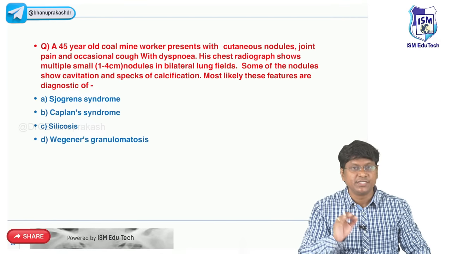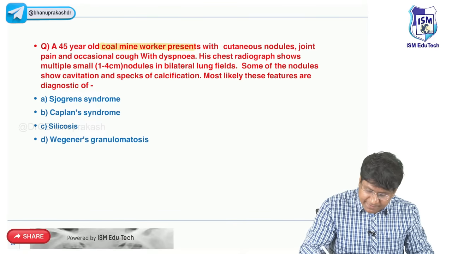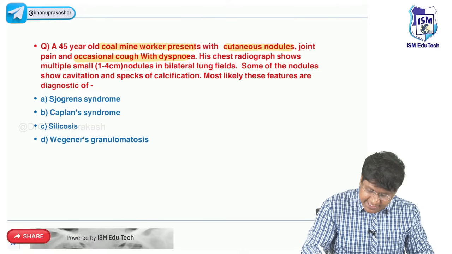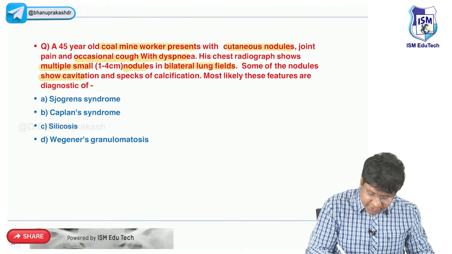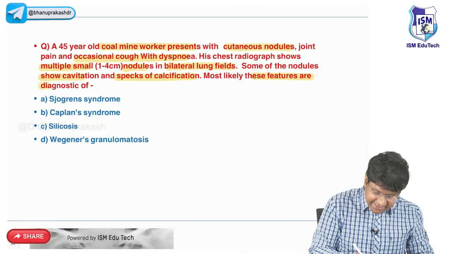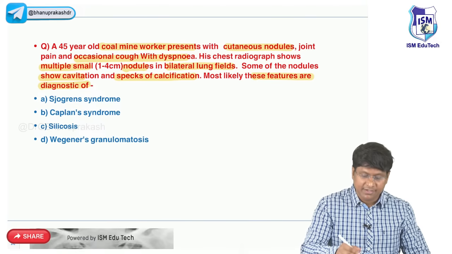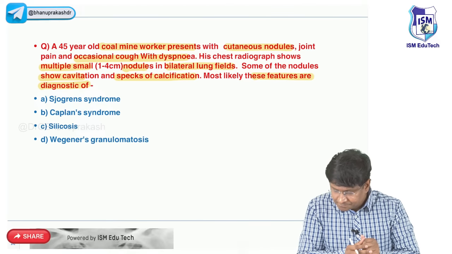That is, you see this question: a 45-year-old coal mine worker presents with cutaneous nodules, joint pain and occasional cough with dyspnea. Chest radiograph shows multiple small bilateral lung field nodules, right? Some of the nodules show cavitation and specks of calcification as well. Most likely, these features are diagnostic of, the options are Sjögren's, Kaplan's, silicosis and Wegener's granulomatosis. So what do you think is the correct answer here?